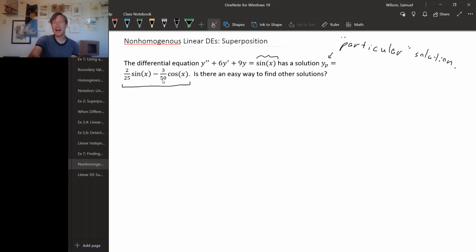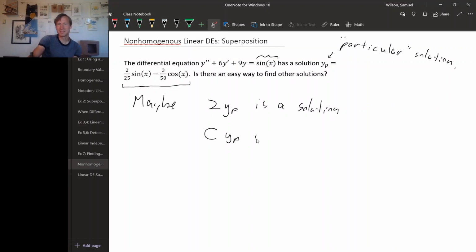Now you might hope that as with homogeneous equations, there would be some easy way to come up with other solutions to this differential equation. So you might guess maybe we could multiply our particular solution by a constant. So maybe 2 times the particular solution is a solution. Or maybe we could multiply by, I don't know, any constant, or at least some constant.